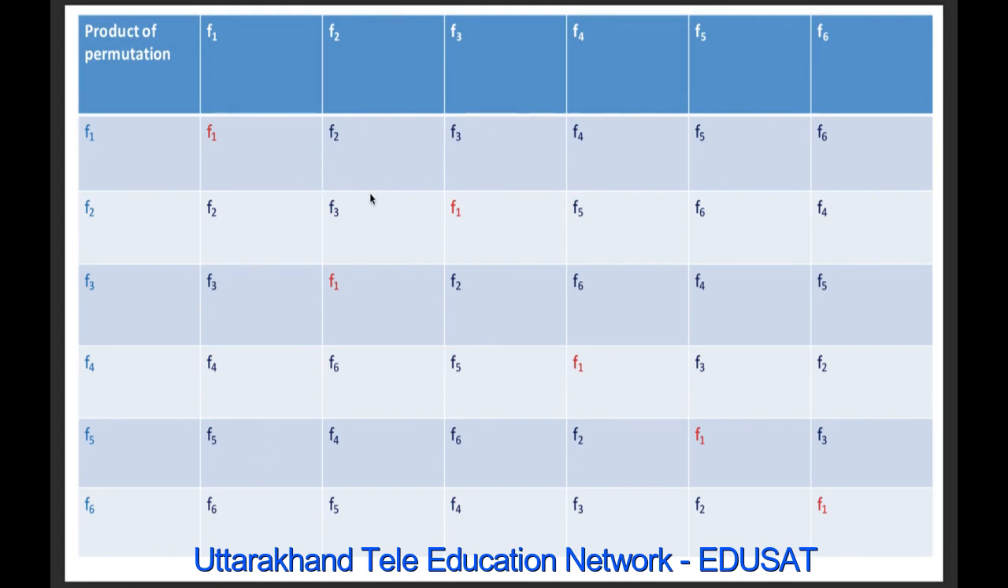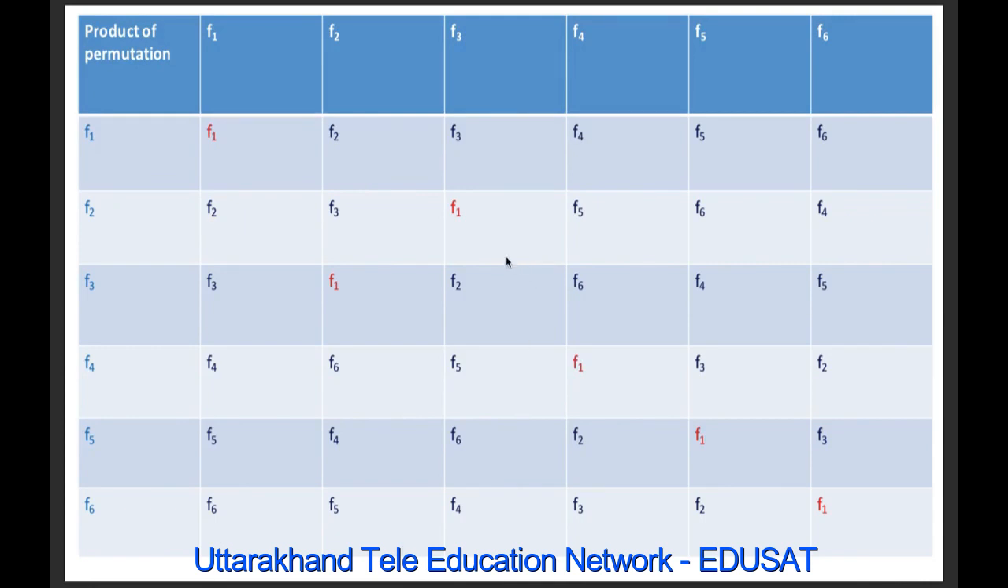elements on the right of F3 in second row are F1, F5, F6, F4 and below are F1, F6. It is not F5. Here F4. It is not F6. Here F5. It is not F4. So elements on the right of F3 and below F3 are not same.